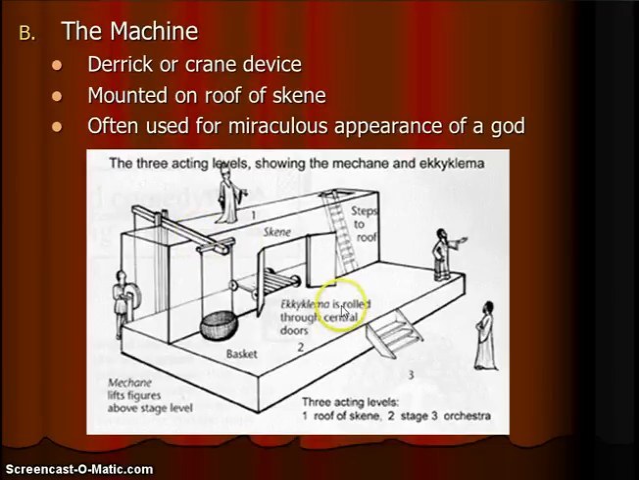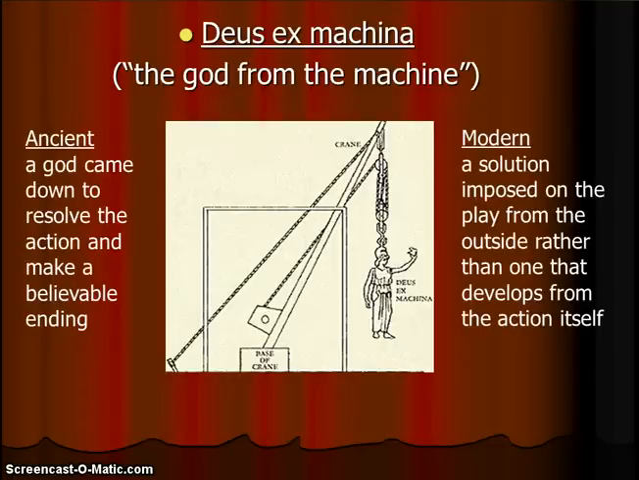So as you can see from this picture, the ekkyklema here again is rolled out through the central doors. You've got some acting levels. You've got one that's here on the roof. A god would often be depicted up here. You have the general acting area down here, and then the orchestra part where the chorus would stand down here. So again, the machine lifts the figures above the stage level or lowers them from above to below the stage level. And the term deus ex machina, meaning the god from the machine.